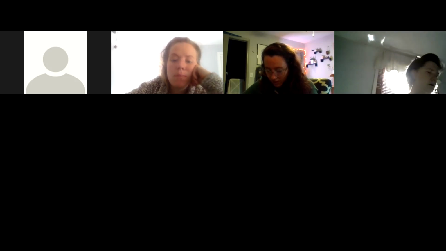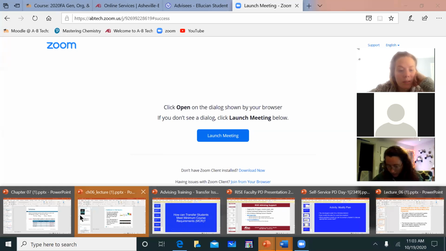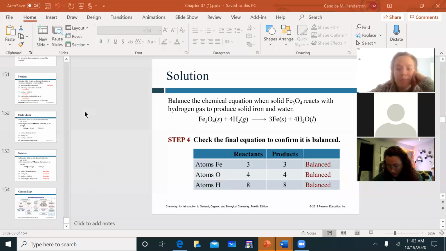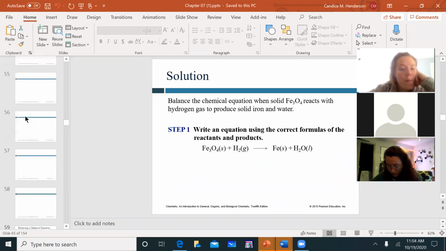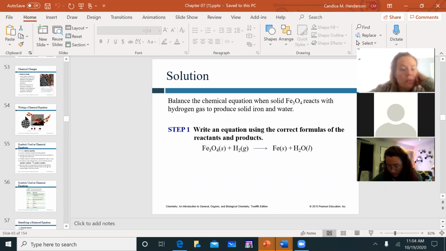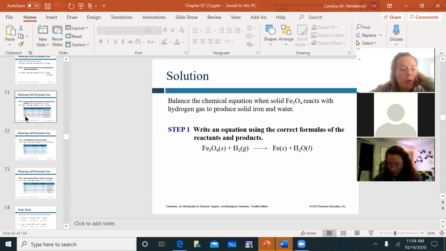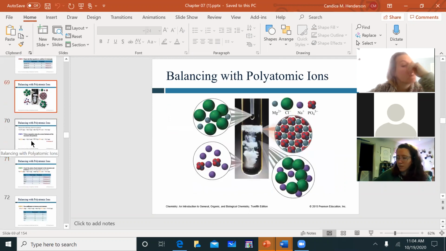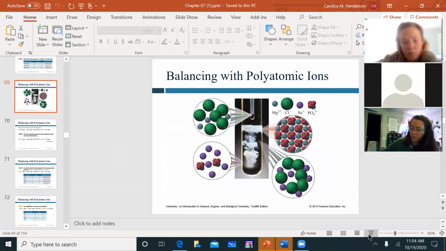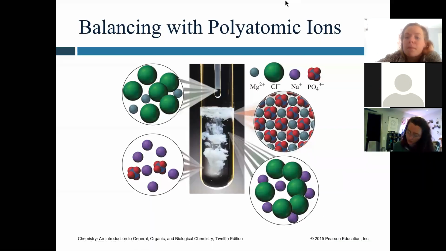So we're still chipping away at chapter, I don't know which chapter number it is, but it's chapter 7, which is a big chapter. Lots of stuff in here. So we had been working on balancing equations. Now I want to talk about balancing an equation if there happens to be a polyatomic ion in it. So, balancing with polyatomic ions.